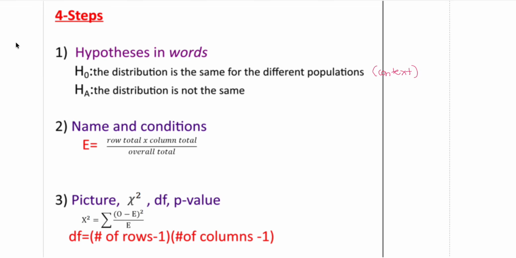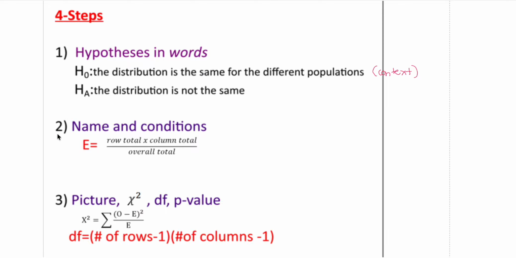So let's summarize a little bit for the 4 steps that we just did. The first step is hypothesis in words. In the previous tests we've been doing, like t-test and z-test, in most cases we just drew an inequality. But things have changed right now. For the null hypothesis, the distribution is the same for the different populations. For the alternative hypothesis, the distribution is not the same. And we're going to put it into context.